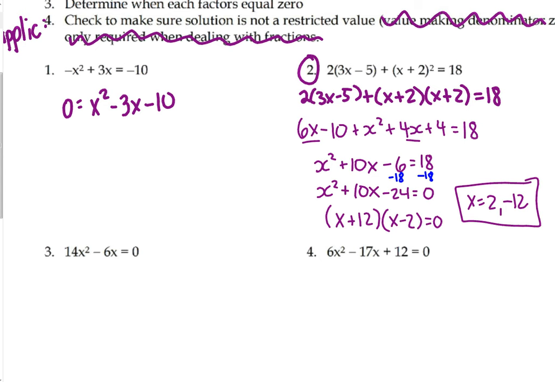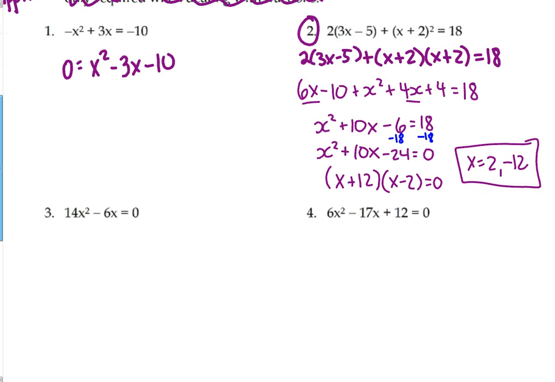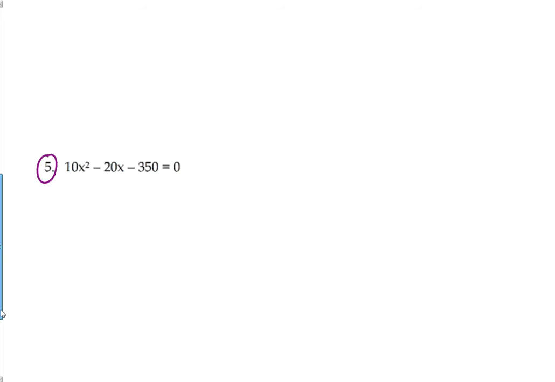One thing I wanted to mention about number 1 is if you have a negative x squared, instead of bringing the positive 10 to the left side, why not bring negative x squared and positive 3x to the right side of the equation so that your x squared is positive? Makes factoring so much easier. So I highly recommend that you keep your x squared positive. Do you feel like we should do another example? Yes? Sure? Let's do 5 then.